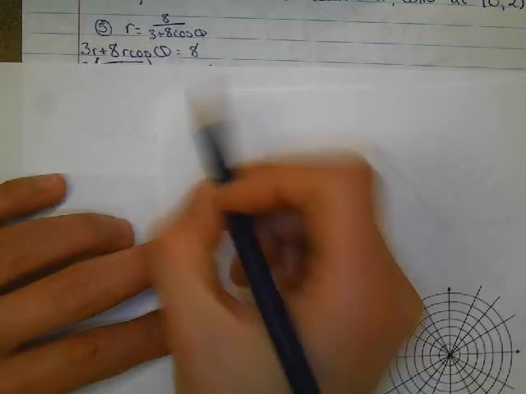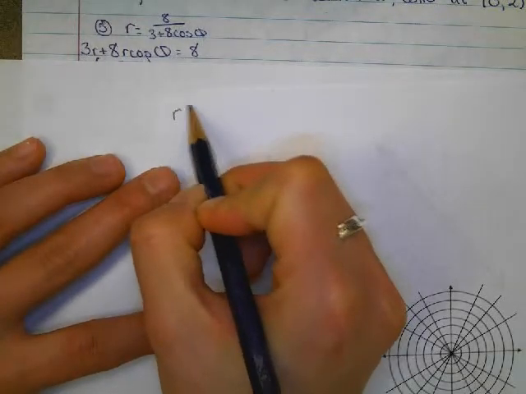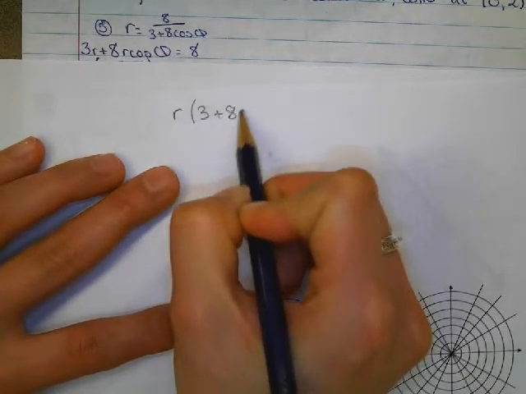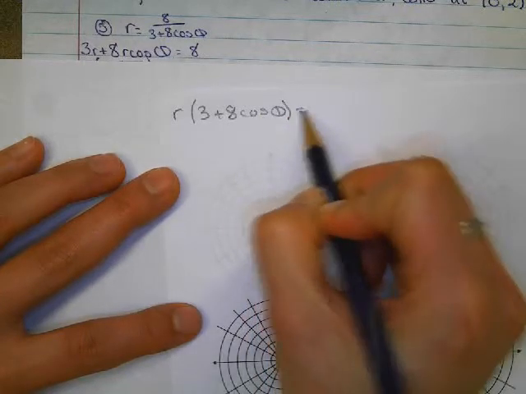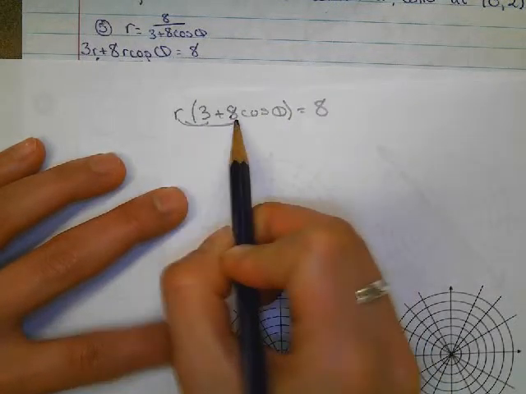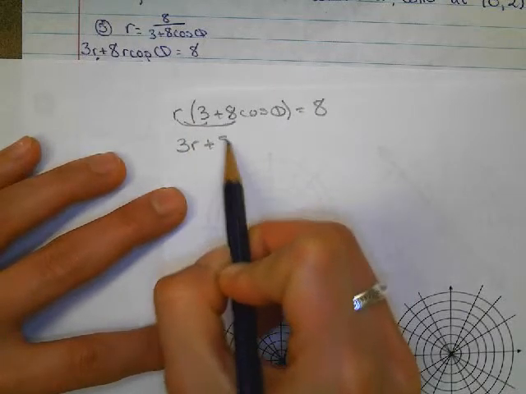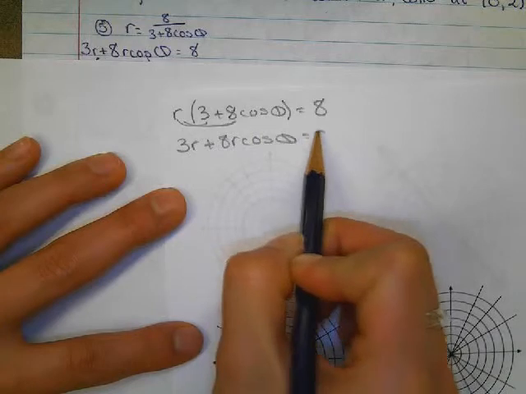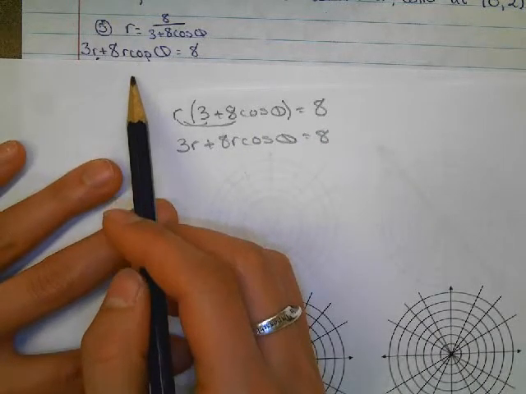Alright, we'll do a couple more. Here we have r equals 8 over 3 plus 8 cosine theta. And what I'm going to do, since I have a fraction, is multiply by the denominator to get rid of that fraction. If I do that, I'll have r times (3 plus 8 cosine theta) equals 8. So then what I did here was distribute this r through so that I get 3r plus 8r cosine theta equals 8. That's where that step comes from.